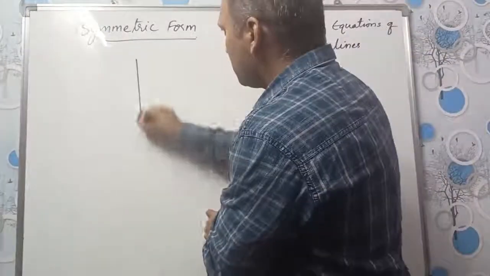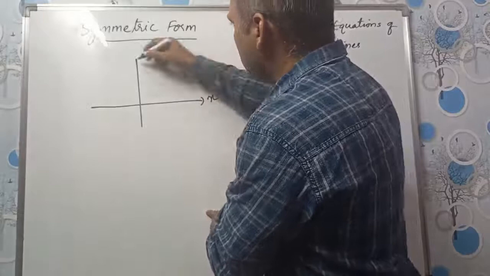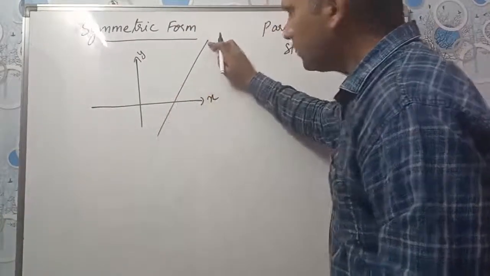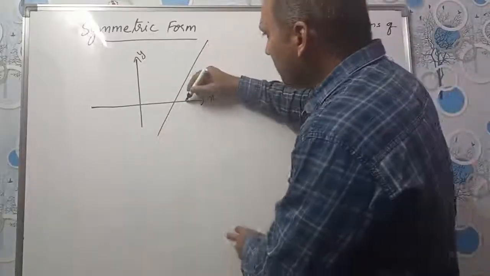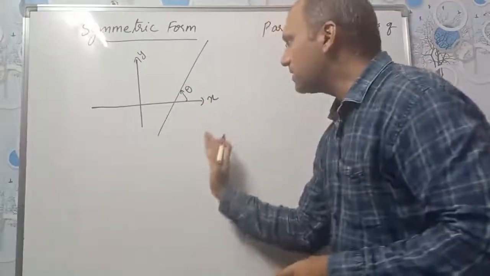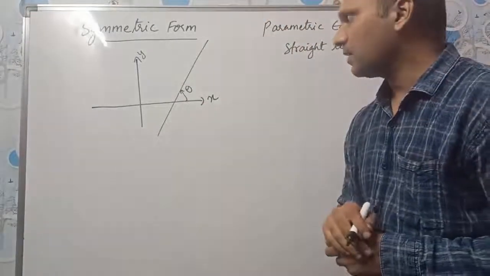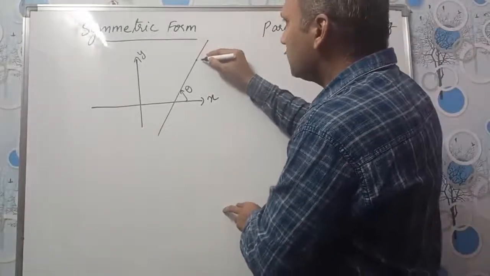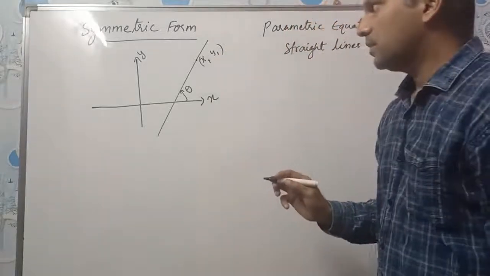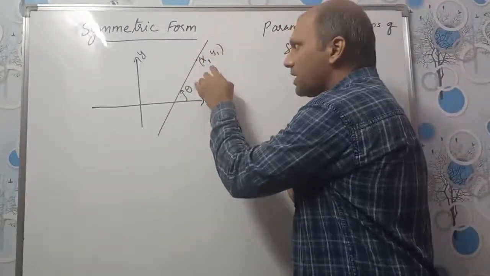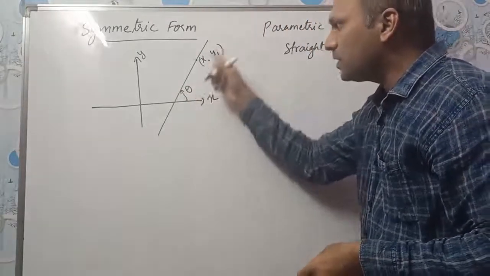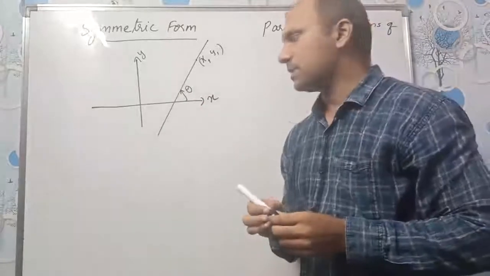See, suppose this is our x-axis and this is our y-axis. We need to find the equation of this straight line, and this straight line is making some angle theta with the positive direction of x-axis measured anti-clockwise. And this line is passing through, let us say, x1 comma y1. We have a line which is passing through x1 comma y1, making an angle theta with the positive direction of x-axis measured anti-clockwise.